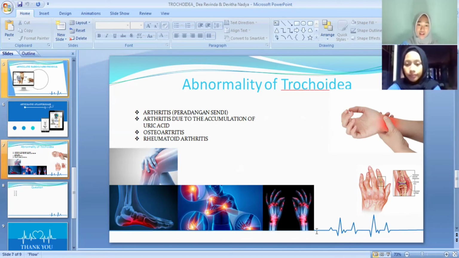Next, osteoarthritis. Osteoarthritis is one of the most common joint disorders. This disease occurs when the cartilage that lines the ends of the bones in the joints wears out with age. As a result, the joints will feel stiff and painful, especially when moving. Adults aged 50 years and over and women are more at risk of developing this chronic and progressive disease.